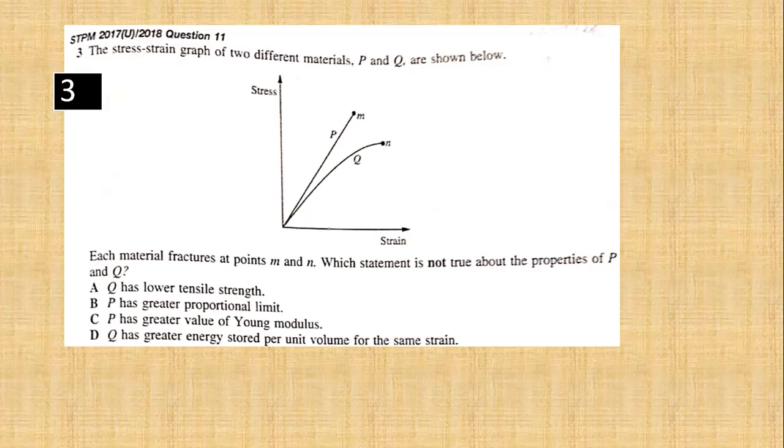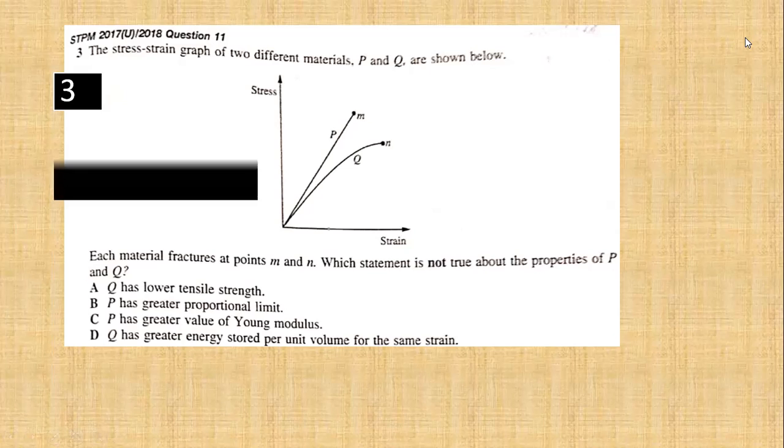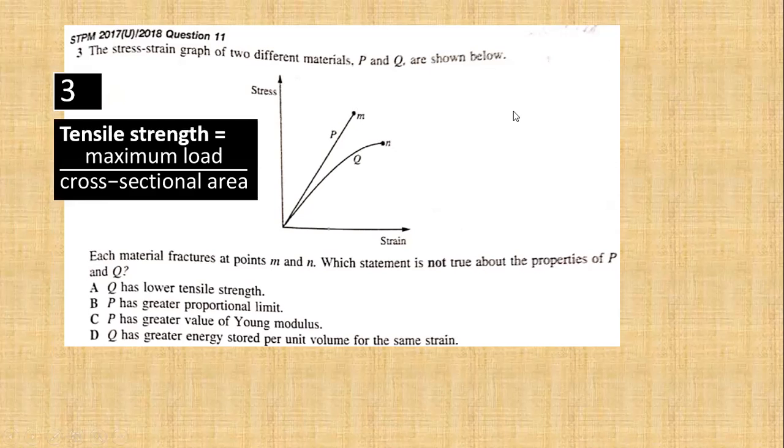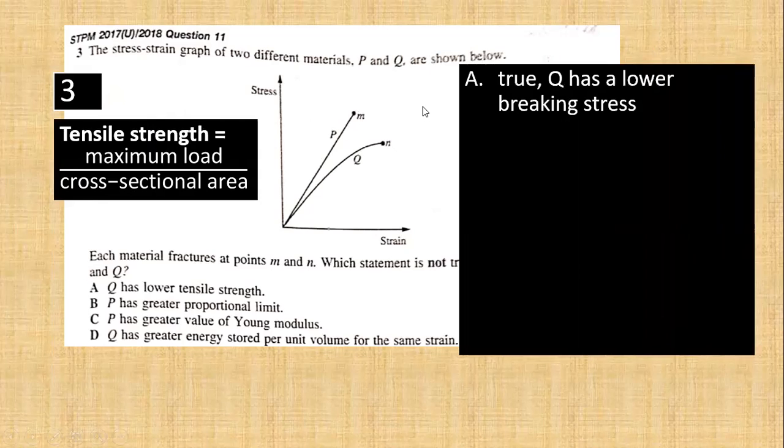What's the answer? Why take so long? Q has a lower elastic tensile strain. Tensile strain, look at the stress as well. Maximum stress. Right? Maximum stress, so wrong. That's your maximum load over cross-section area. So in this case, it's the maximum stress as well. So A is true. Q has a lower tensile strain, lower, so larger.